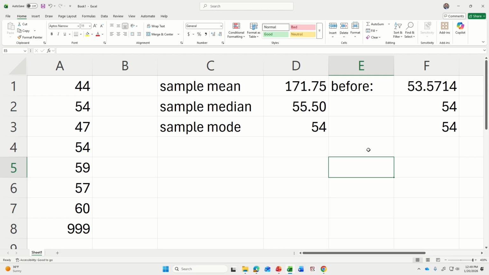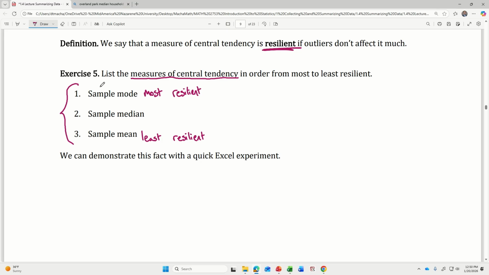What about the median? Well, the median did get affected. Not very much, but it moved from a 54 to a 55.5. So again, the median kind of filters out outliers. The first thing it does when you find the median is you scratch off the smallest and largest numbers. But the mode stays exactly the same. The mode does not care about outliers whatsoever. So we say the mode is the most resilient then. The mean is the least resilient measure of central tendency, and the median is pretty dang resilient.